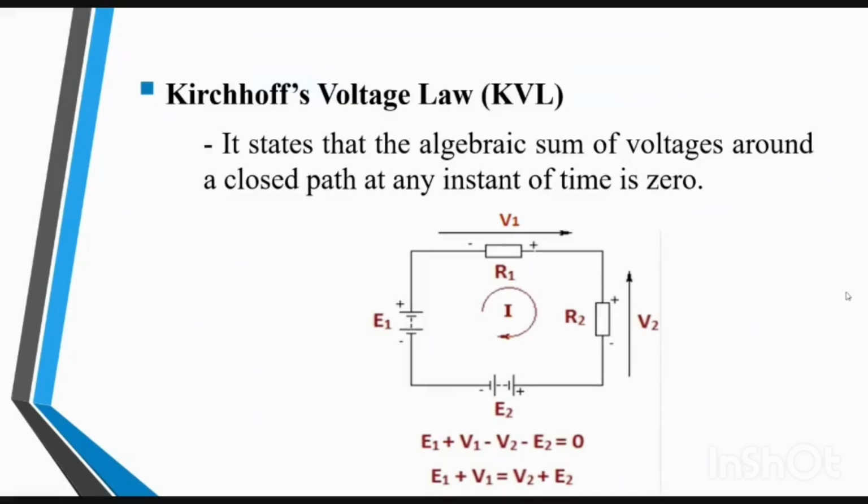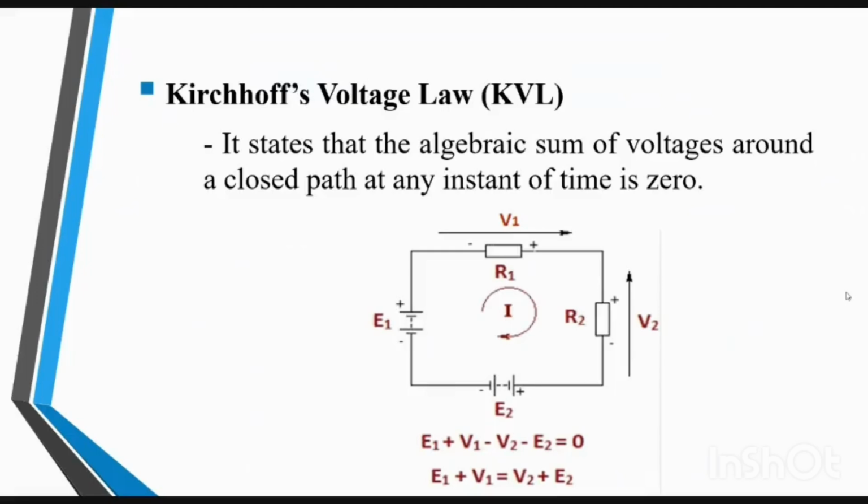Kirchhoff's voltage law states that the algebraic sum of voltages around a closed path at any instant of time is 0. Let E1 and E2 be the EMFs given in the circuit, and R1 and R2 are the resistances connected in series with these EMFs.